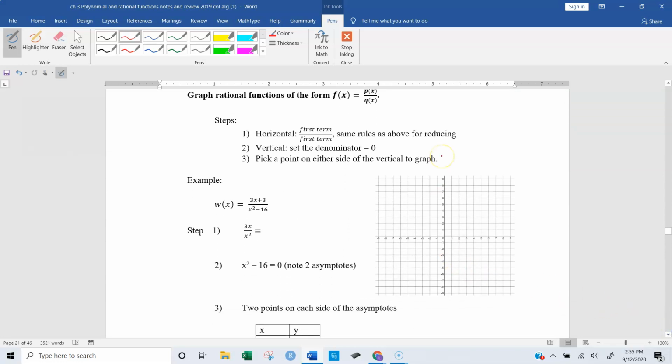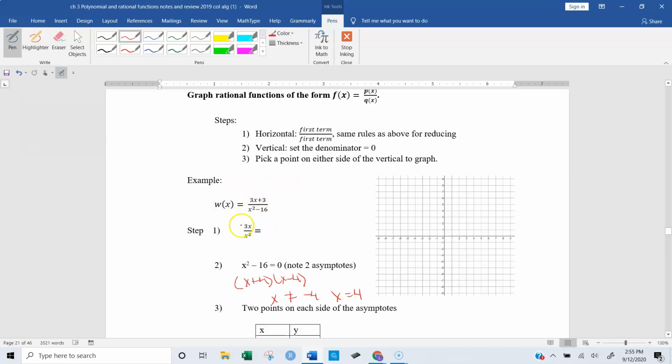Okay, we've talked about horizontal, vertical, and picking a point. So let's put this all together. First thing we're going to do, well, I would have started here first. X squared minus 16 equals 0. So we know this is x plus 4, x minus 4. So x cannot be equal to -4, and x cannot be equal to 4. All right, now we need to see if that's going to factor out or not.